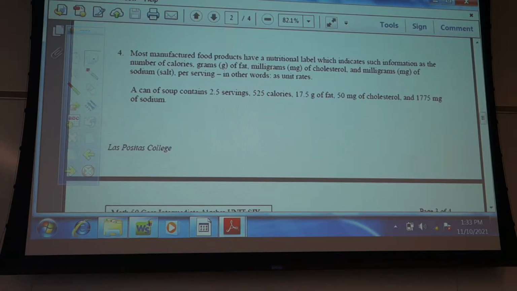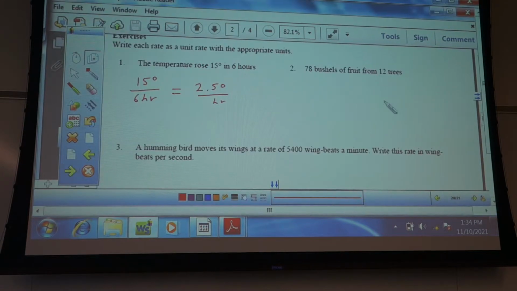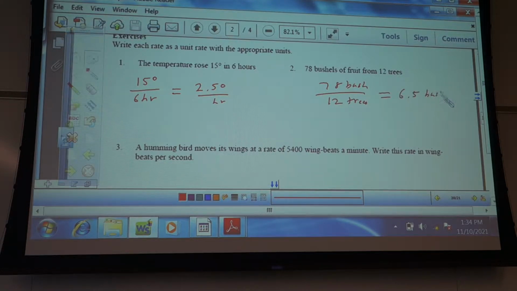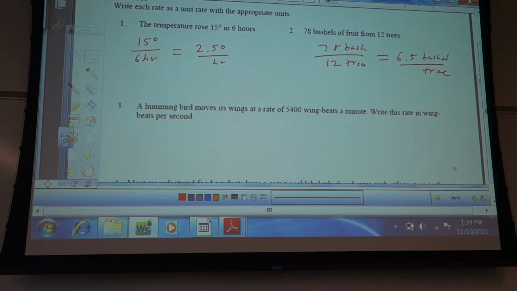All right, let's take a look at these. So let's see, 78 bushels for 12 trees. And David, you said you got 6.5 bushels per tree? Yep. Per tree. Great, and then hummingbird, 5,400 beats per 60 seconds is 4,490 beats per second.